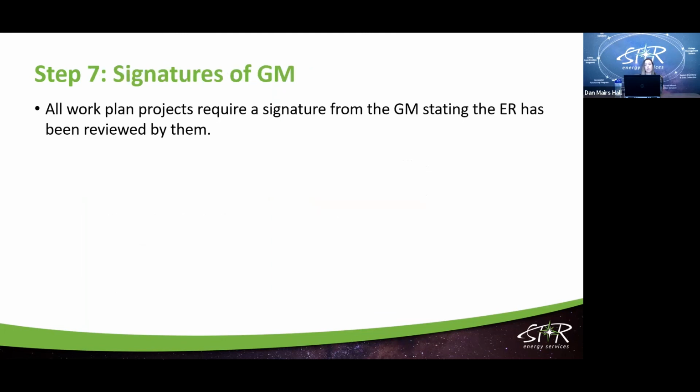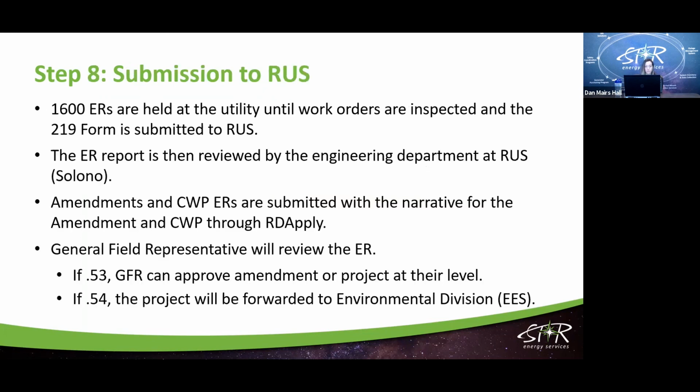After the report is all put together, then we need to go out and get signature from the GM stating that they reviewed the ER and are approving it. Then it can get submitted to RUS finally. 1600s, that style report, they're held at the utility until the work orders are inspected and the 219 form is submitted to RUS. So nothing gets done with those typically right away unless they are submitted after the work was completed, which is not the way it's supposed to go.